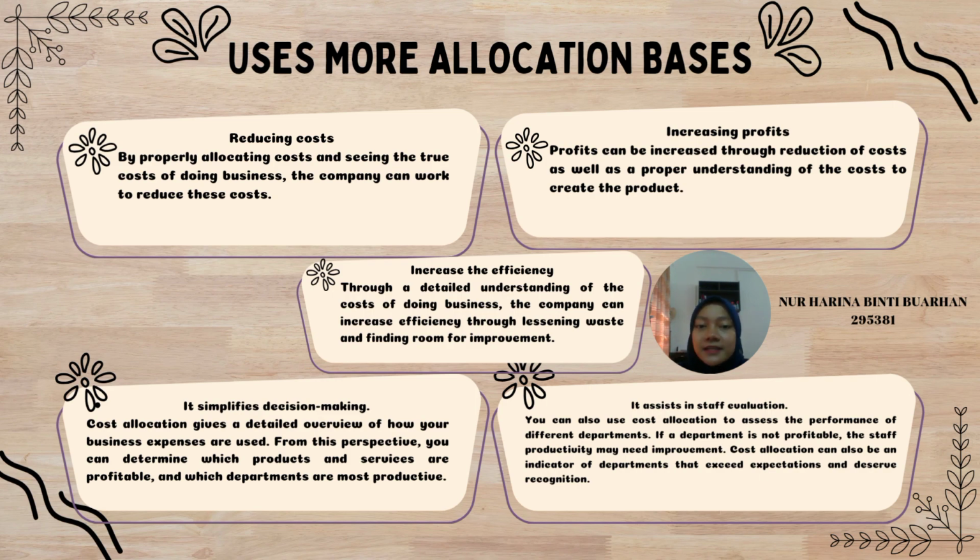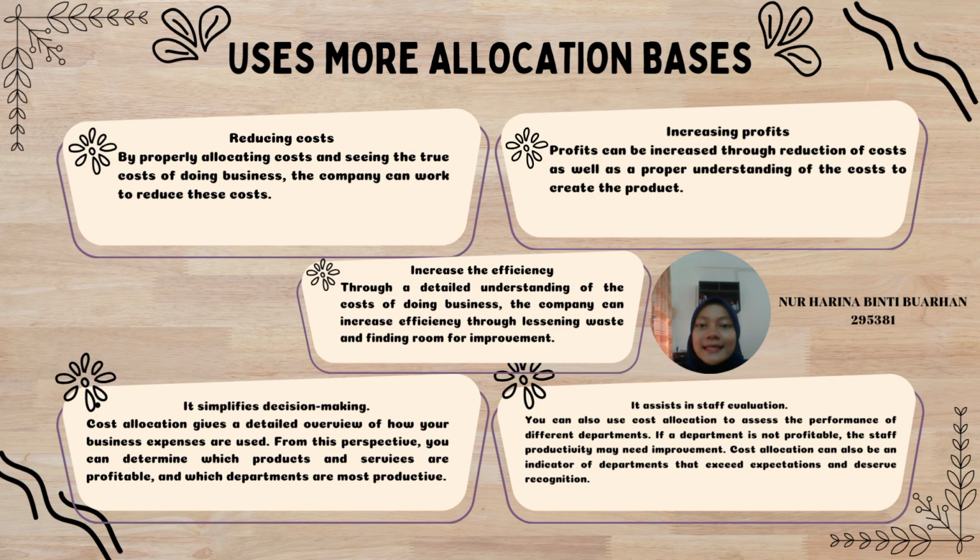Next, it simplifies the decision making. Cost allocation gives a detailed overview of how your business resources are used. From this perspective, you can determine which products and services are profitable and which departments are most productive. The data that is compiled in order to make use of the base can often help identify areas of the production in which some improvement of the general operation processes could benefit the business over time.